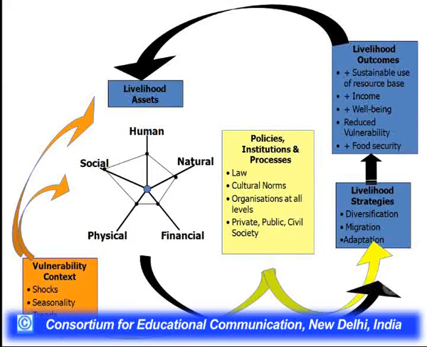And you can see they also identified, DFID, different types of vulnerability context like shocks, seasonality, trends, and they brought before us different types of policies, institutions and processes like law, cultural norms, organization at all levels, public, private, civil society. Livelihood outcomes include sustainable use of resources, income, well-being, reduced vulnerability, food security, and a strategy can be examined through diversification, migration, and adaptation.